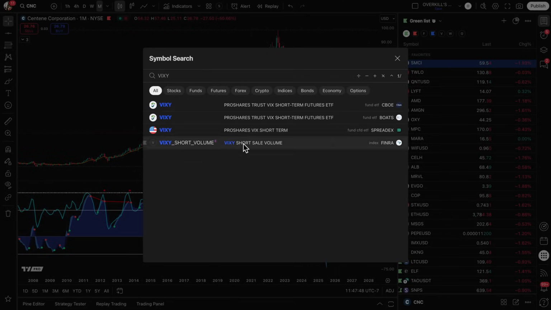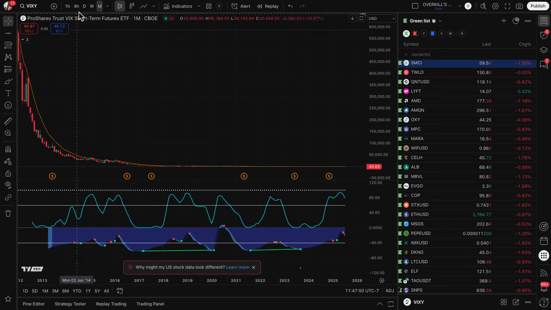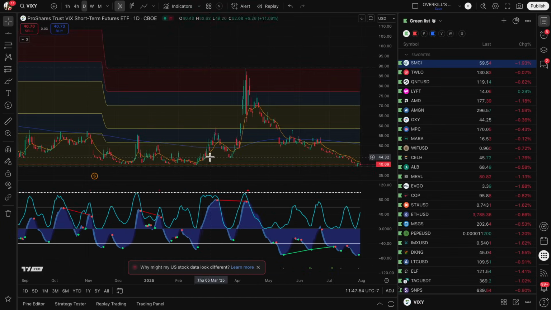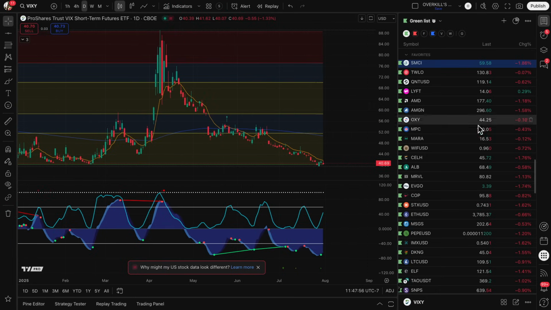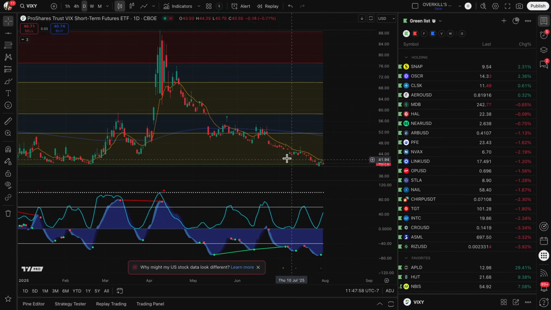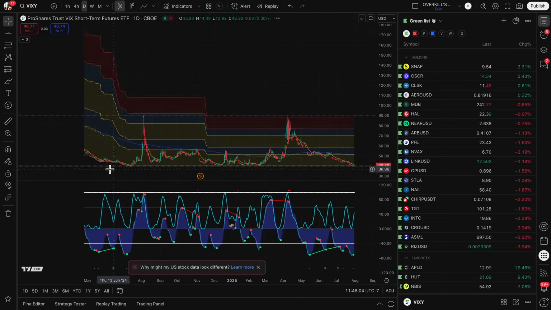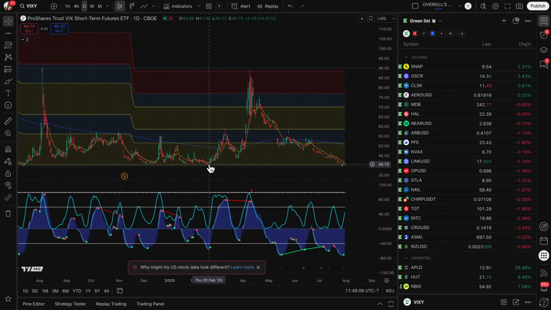VIXY. I think it's getting destroyed here. It is down pretty low right now, so it could spike. The VIX could definitely spike here. We could get some type of weird event that causes a spike, some type of volatility, which wouldn't be a bad thing. But that is down in a range here. Okay, you can see, boom, right here, hit the bottom. Whoop, up here is the top.